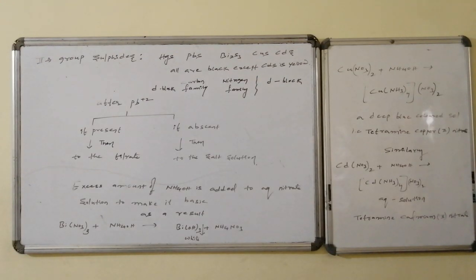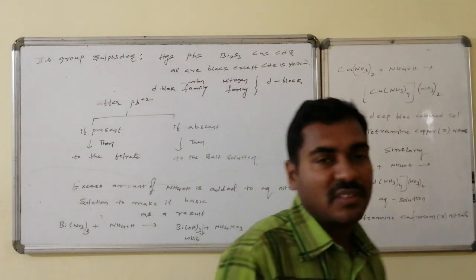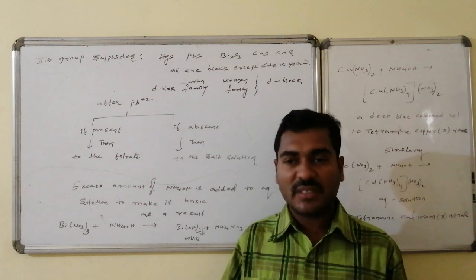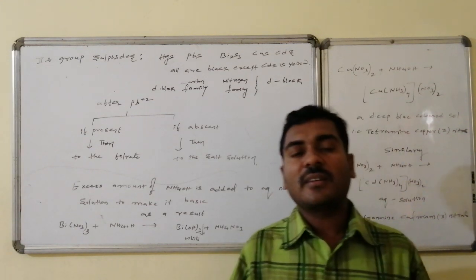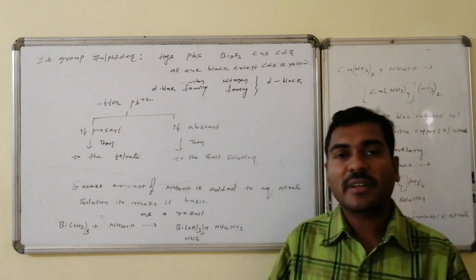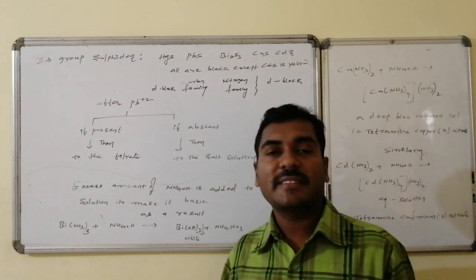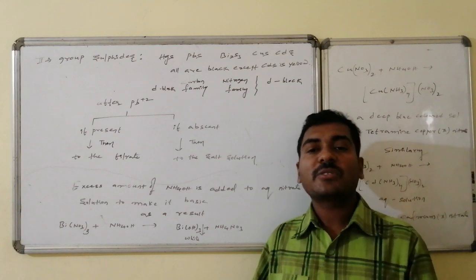Yes, after confirmation of the lead 2+ presence or absence: if it is present, we take the filtrate of the solution; if it is absent, we take the nitrate solutions of the corresponding compounds. Here an excess amount of ammonium hydroxide is added to make the solution alkaline.